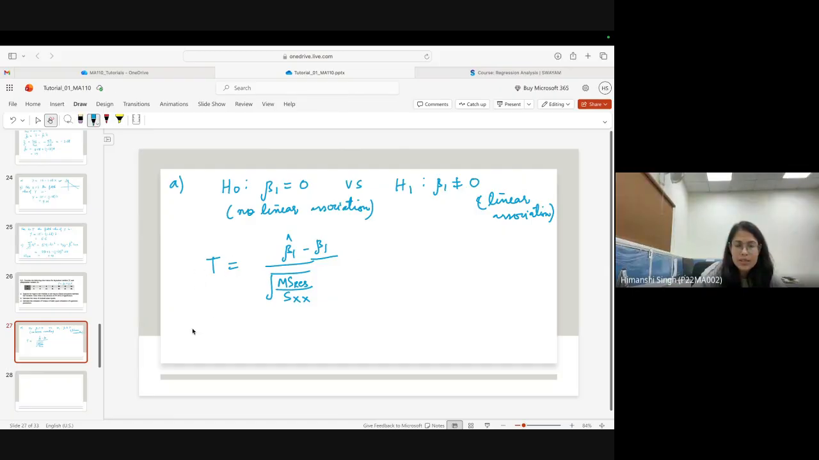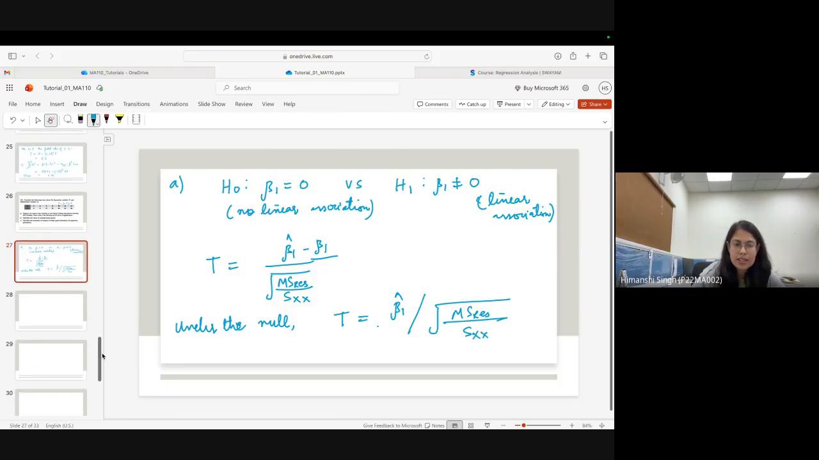So this is the test statistic, but under the null, T is beta 1 hat divided by the square root of MSRES divided by SXX, because under the null beta 1 is 0. Whenever we are testing a hypothesis, we test it under the null. So it will be beta 1 hat divided by this quantity.